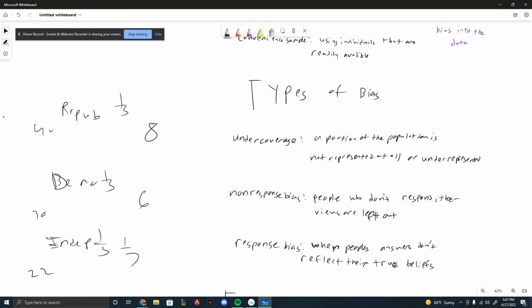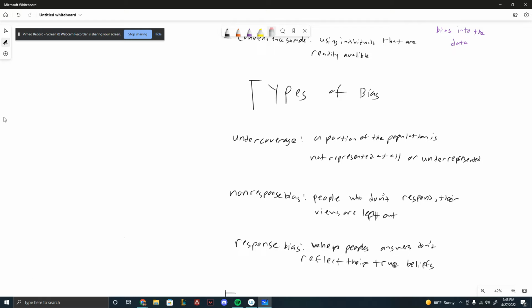That's what that is. Non-response bias is when people do not respond to your survey, and so those people's opinions are left out. This mainly happens in online polls or phone calls. When you are calling them, maybe they don't respond, or in online surveys people can just easily tap away. So that leads to another form of undercoverage, because people are not responding, so their beliefs are being left out.